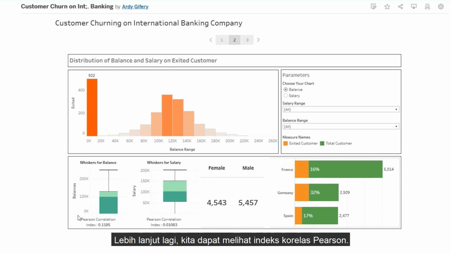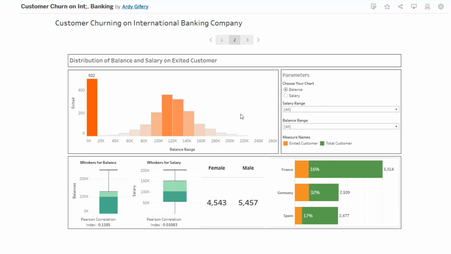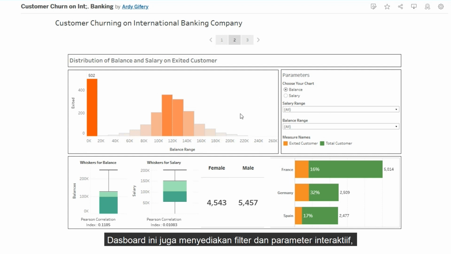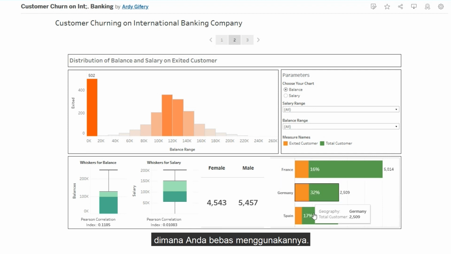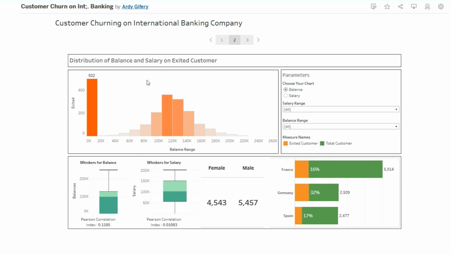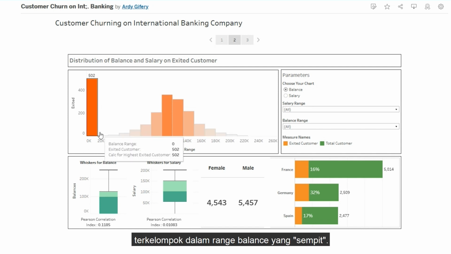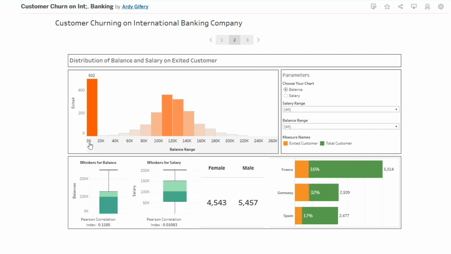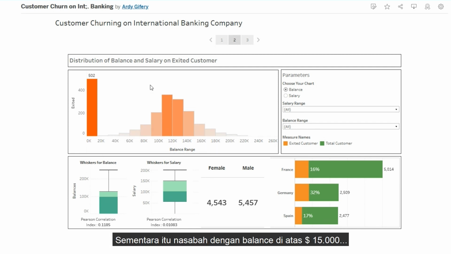Moreover, we can observe the Pearson correlation index, which indicates the level of correlation between balance, salary, and the ratio of exited customers. This dashboard also features interactive filters and parameters that you are free to utilize. In this dashboard, we'll notice that the parameter directly displays balance. From this, we can identify two groups: customers with a balance below $15,000 and customers with a balance above $15,000. Customers with a balance below $15,000 are categorized within a narrower balance range, while the customers with a balance above $15,000 follow a relatively normal data distribution.